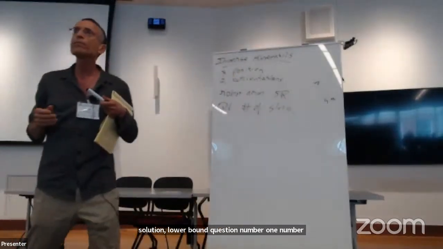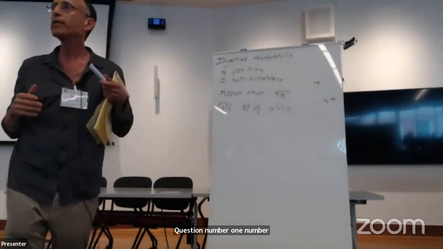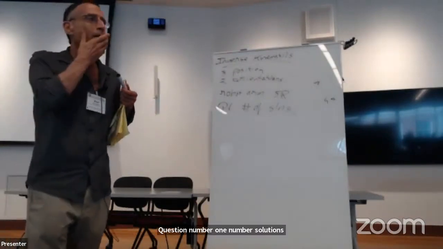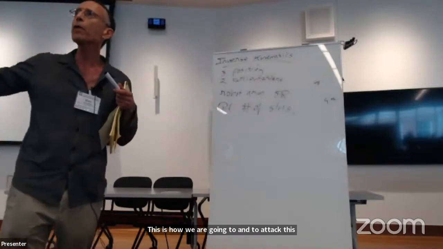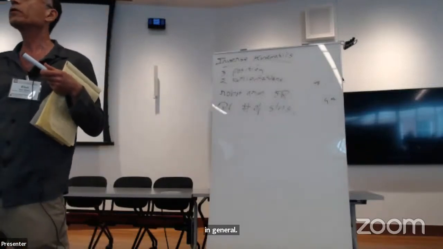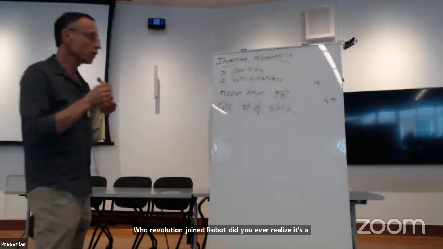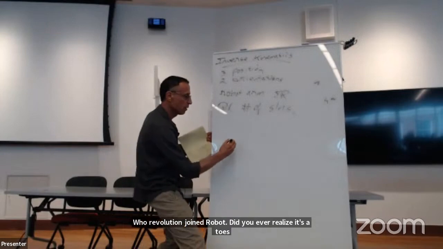Question number 2, this is how we are going to plan to attack this problem in general. We think about the workspace of a 2 revolute joint robot. Did you ever realize it's a torus? Let me show you what I mean by that.